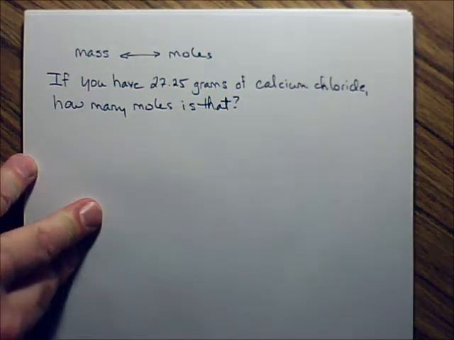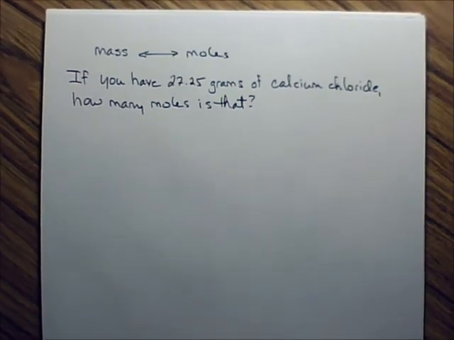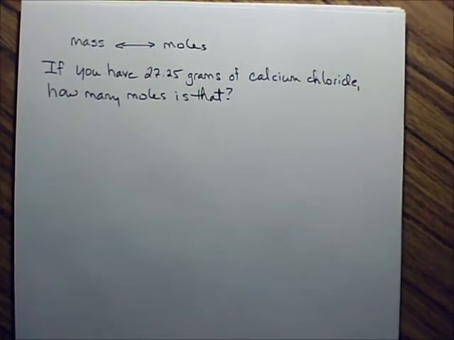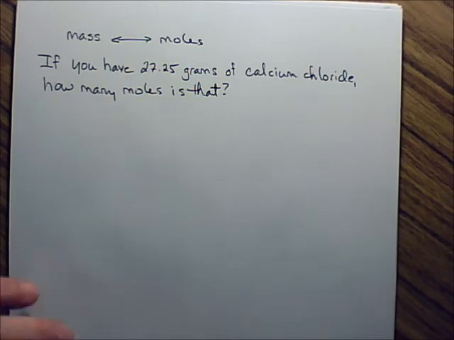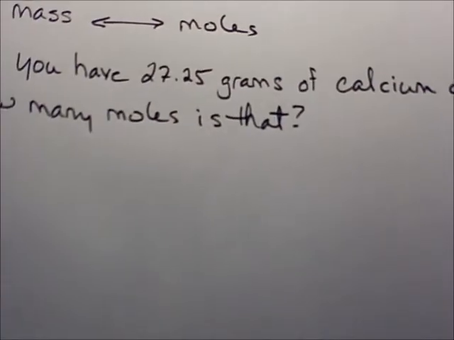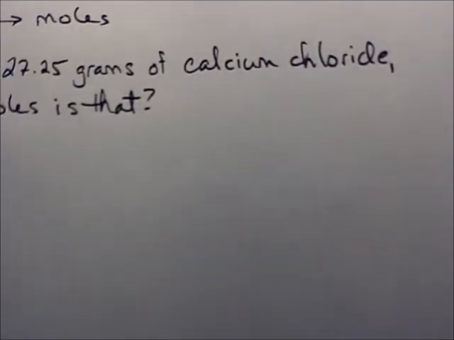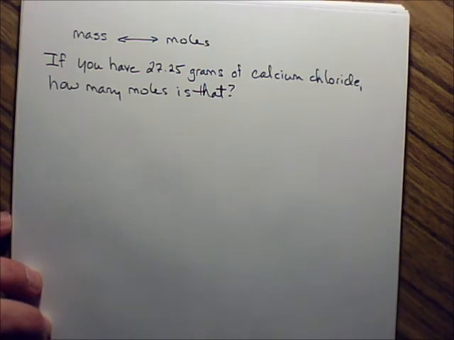So here's the question I want you to solve. If you have 22.25 grams of, excuse me, calcium chloride, how many moles is that? What number is that? I can't read it. The number is 27.25. Oh, it's 1112. It's 27.25 grams of calcium chloride.